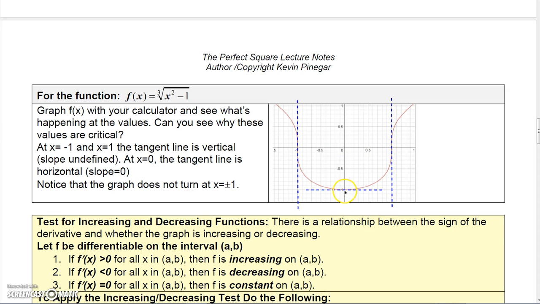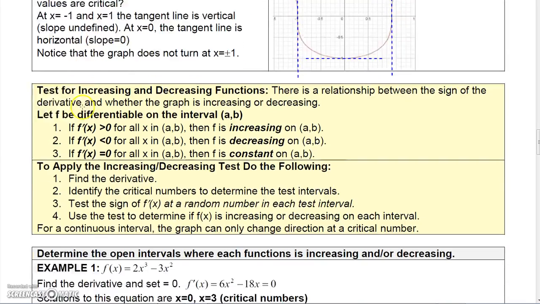Now, at 0, remember the derivative was 0. So at 0, notice how the graph sort of flattens out here, and you get a horizontal tangent line. So the slope of the graph at 0 is actually 0. And so it's good to investigate these to see this action.